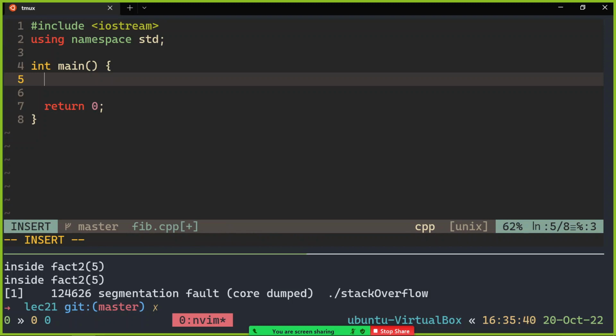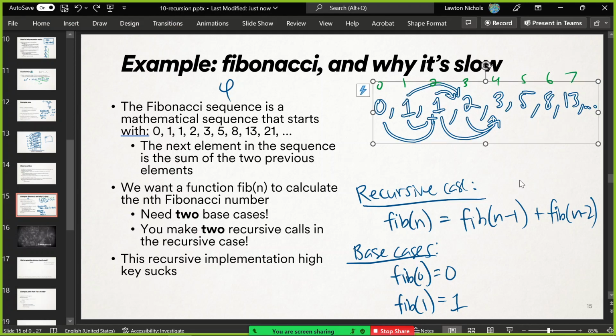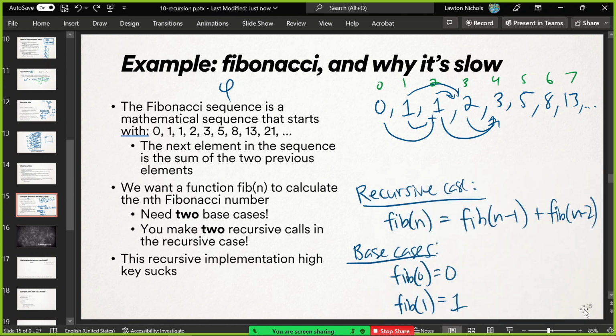So let's make cout, I don't know, fib of 7. Let's ask for that number, 13, here. So the 7th Fibonacci number is the number 13, and let's implement the recursive case and the base cases.